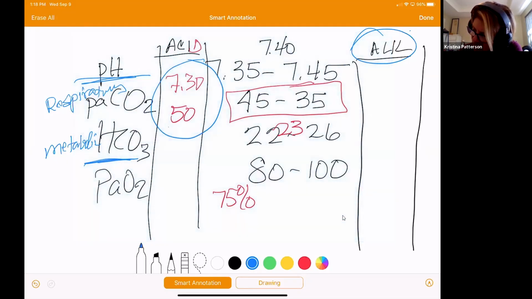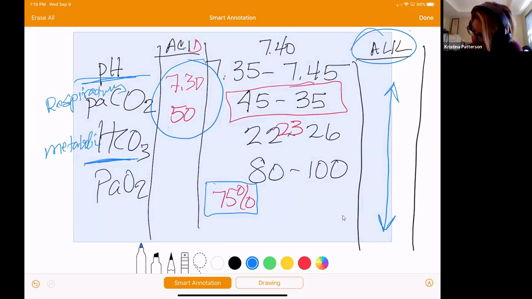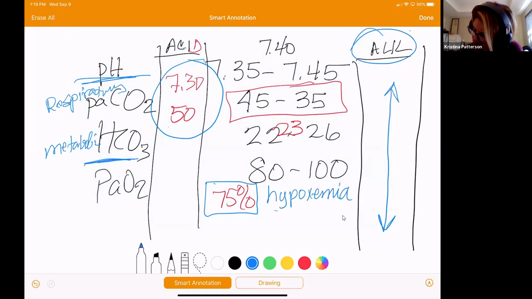So we have a respiratory acidosis. We do not have compensation because there's nothing in the alkaline section, nothing in here, right? So no compensation. But we have this thing that we need to deal with, okay? So this is hypoxemia. Different from hypoxia because emia means that it's in the blood. Okay, so it's in an arterial blood gas, so we have a hypoxemia.